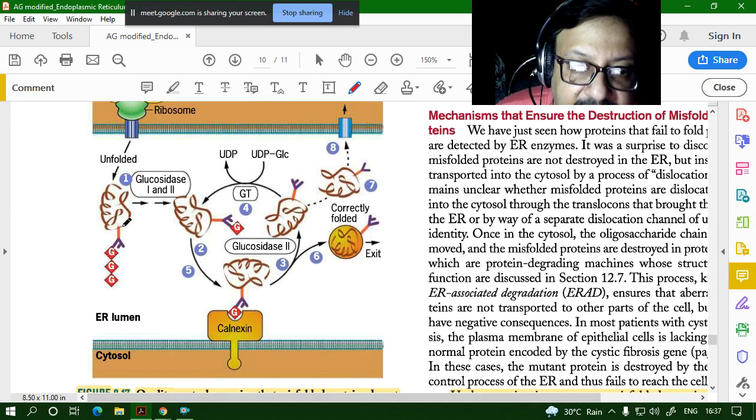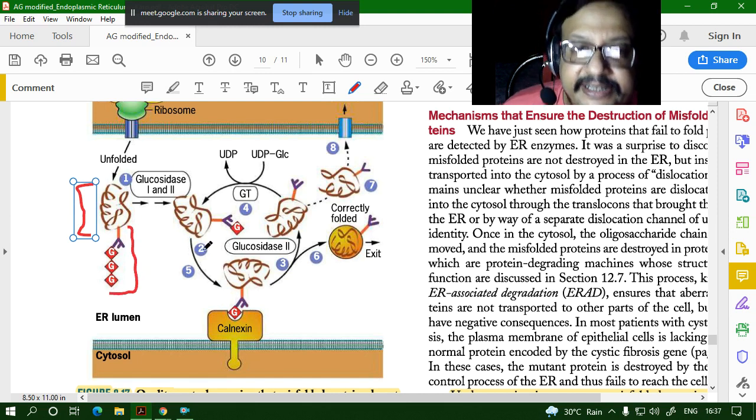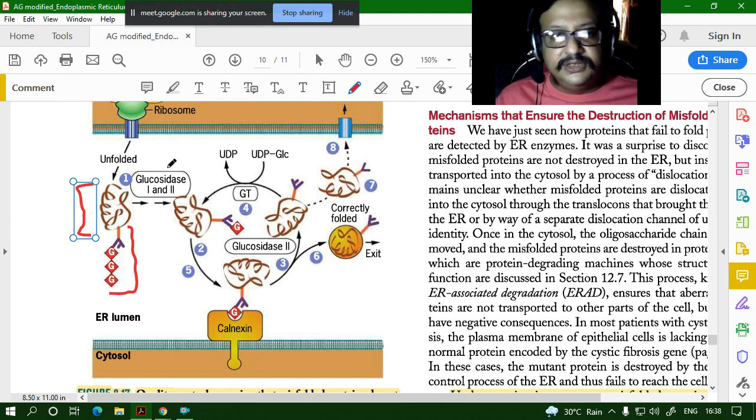In step one, this is the unfolded protein to which you have this huge carbohydrate residue, with three glucose residues added. This has been transferred with the dolichol. So this is in the endoplasmic reticulum lumen. There are enzymes known as glucosidase 1 and 2. What do they do? They try to fold this protein.